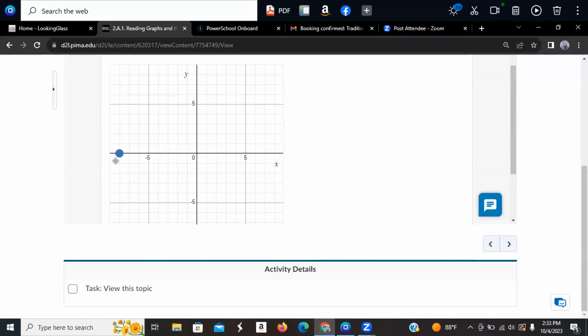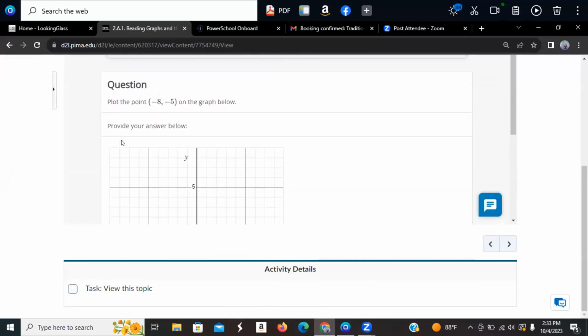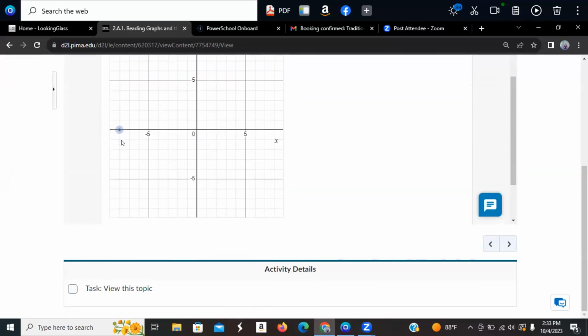And then scroll up to the point. Again, I can't see it. I'm sorry, -5 means down 5. So you first go left or right and then down. This should all be a review from previous classes you've had in math.